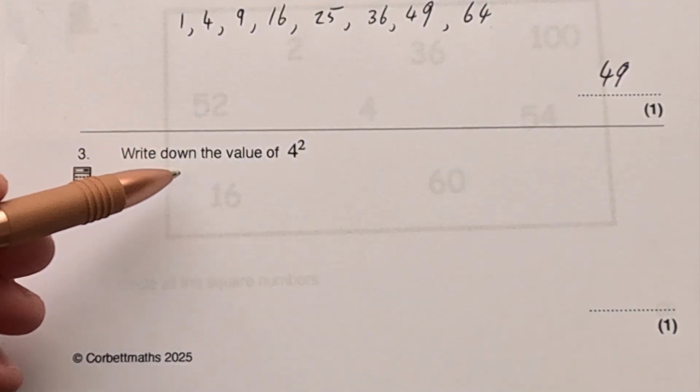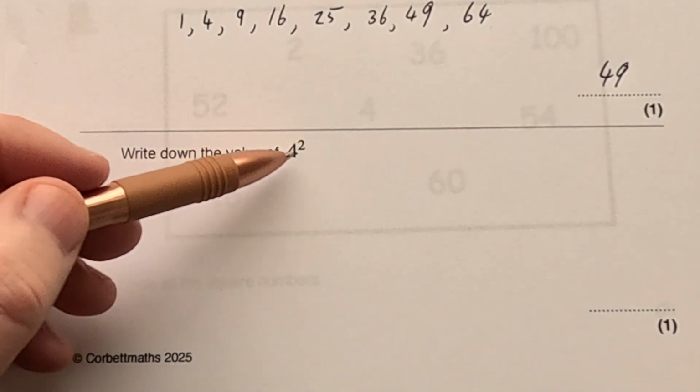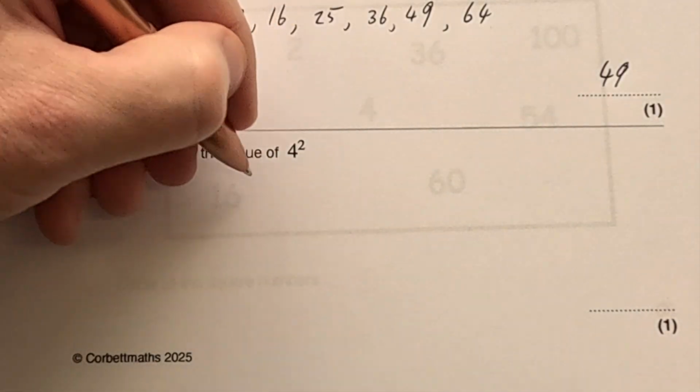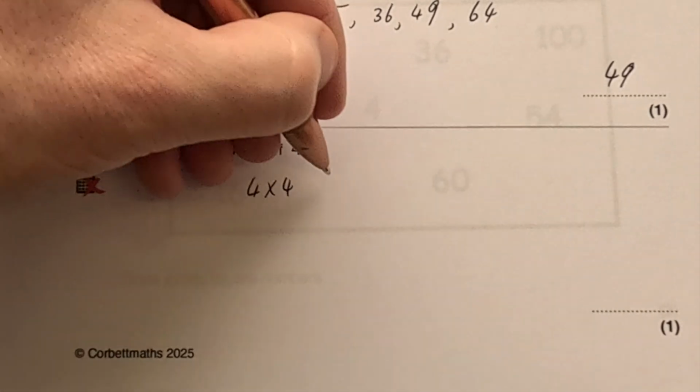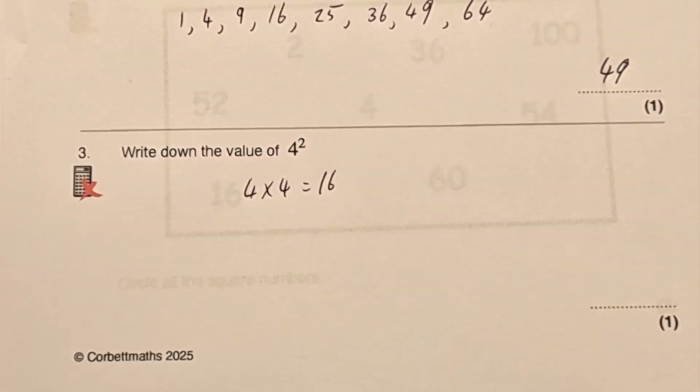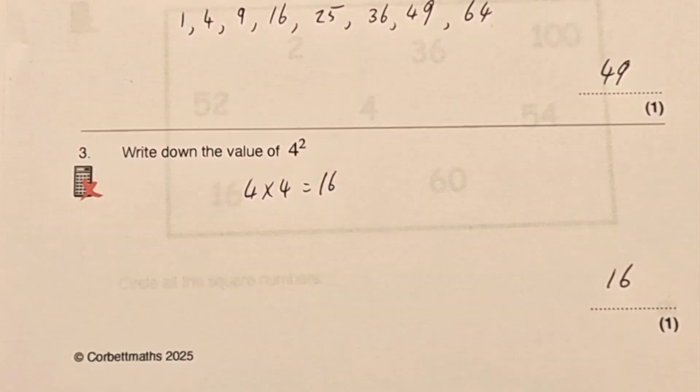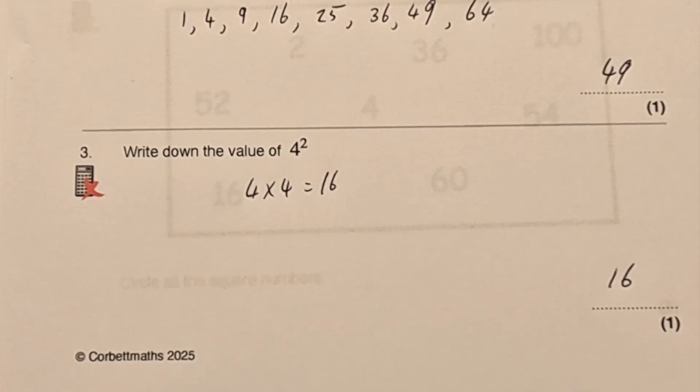We've been asked to write down the value of 4 squared. So the little 2 means squared. So 4 squared means 4 times 4. And 4 times 4, 4 multiplied by itself, is equal to 16. So that's it. 4 squared is 16. So the answer is 16. Okay, let's look at our next question, question number 4.